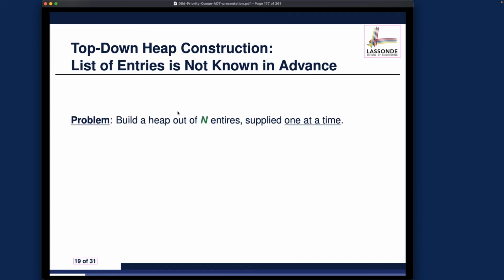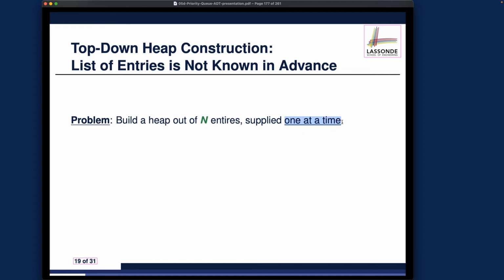Let's see what the problem is. We want to build a heap out of n entries and supply one at a time. So this simply means you cannot just write a loop that goes over some sequence of entries and builds a heap out of there. That's not the way to go. You are simply given the entry one at a time. When you are given an entry, you want to put it into the heap right away, or you want to grow the corresponding heap right away.